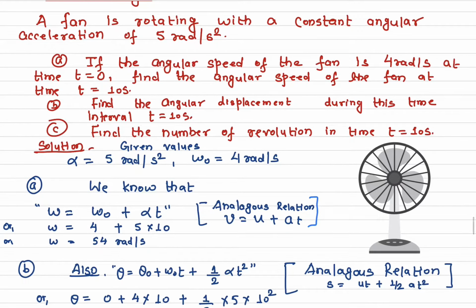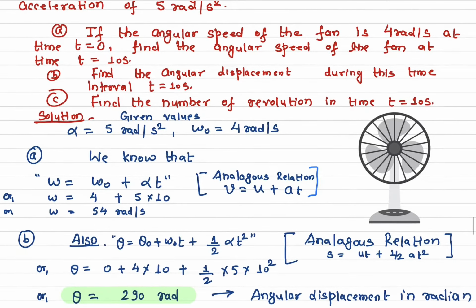So now we need to find out, if the angular speed of the fan is 4 radian per second at time t equals 0, the angular speed at a later time, which is time t equals 10 seconds. And we also need to find out the angular displacement. When it says angular displacement, it is asking you to calculate theta and the number of revolutions made in time t equals 10 seconds.